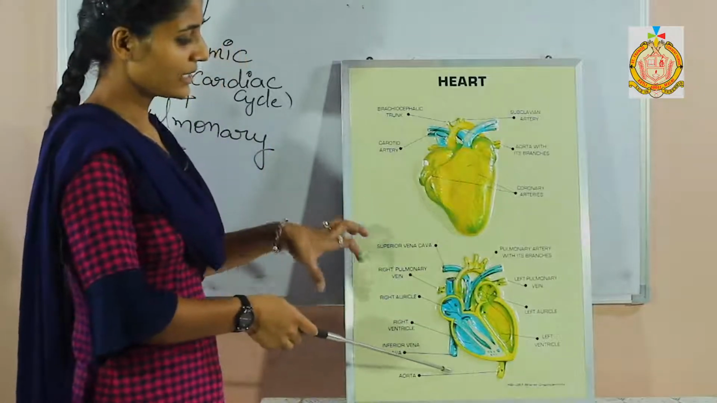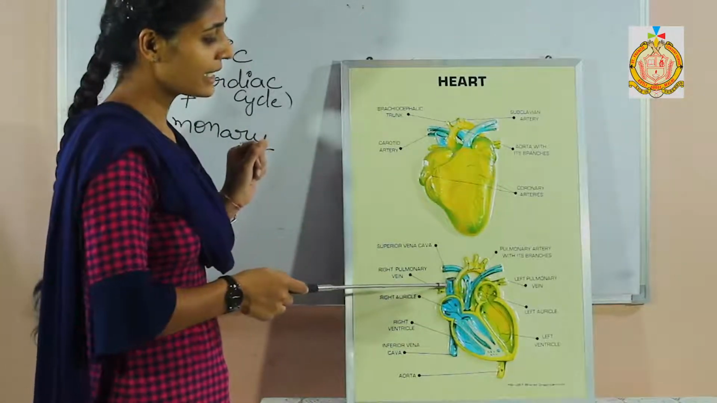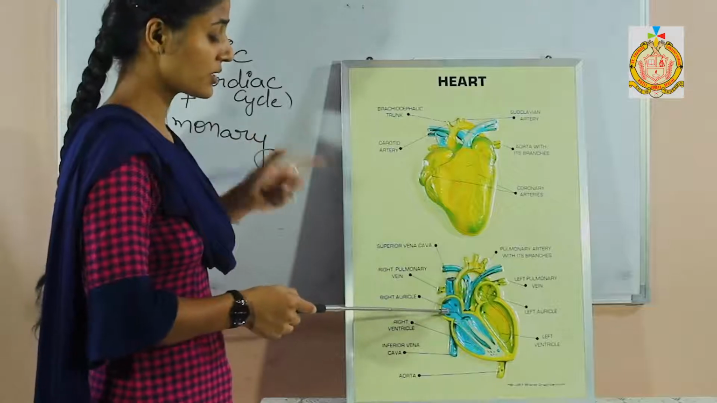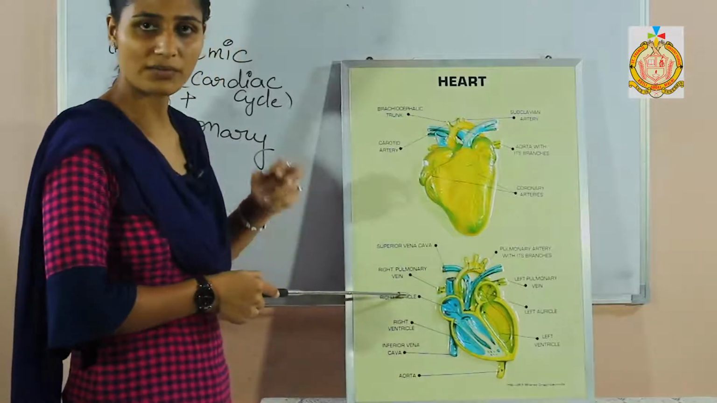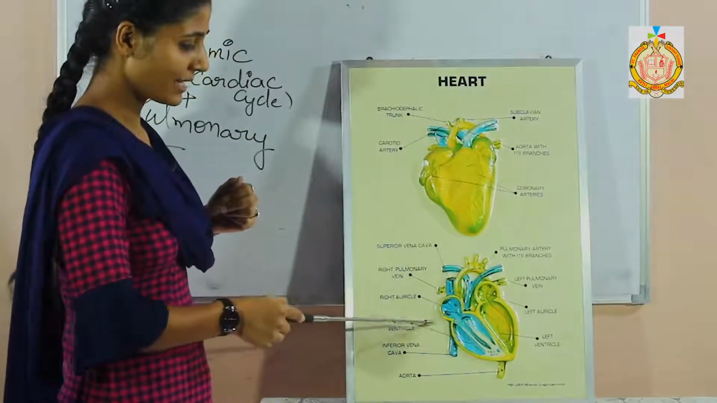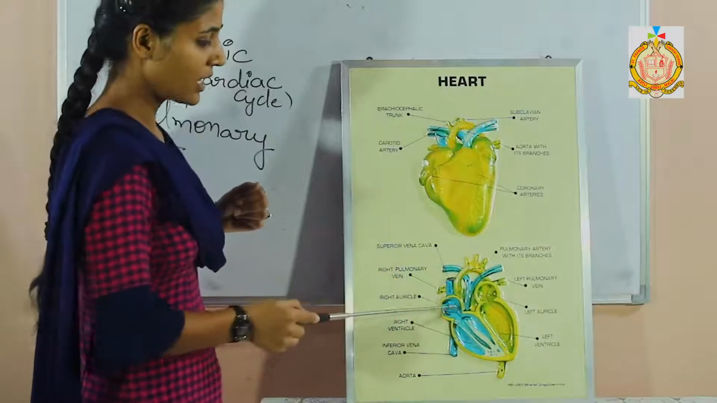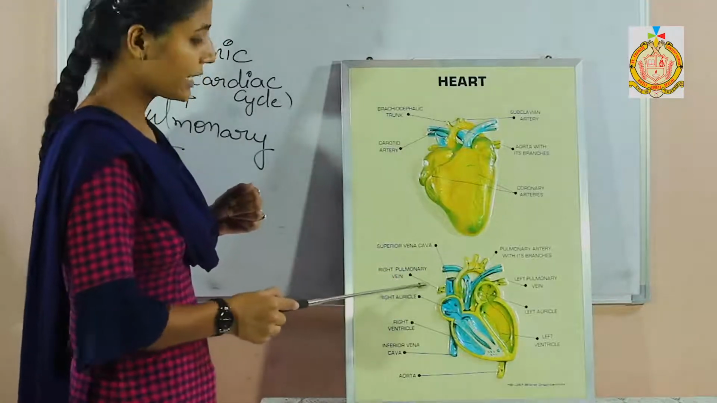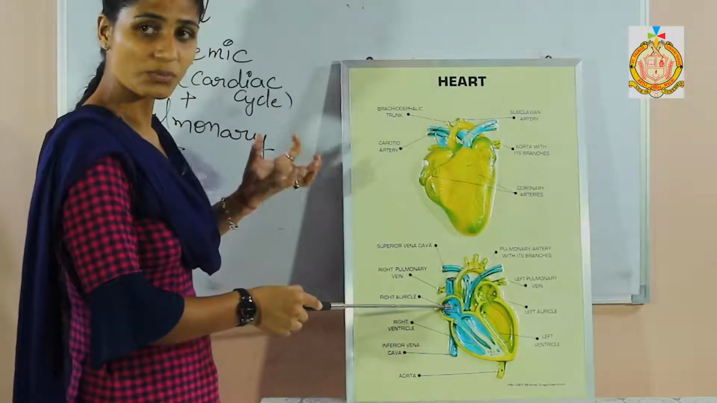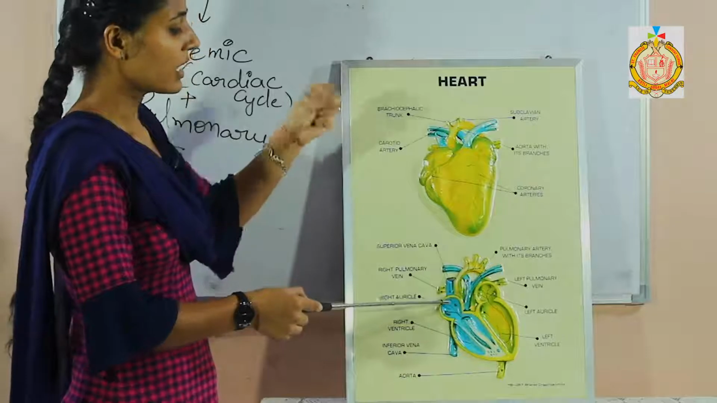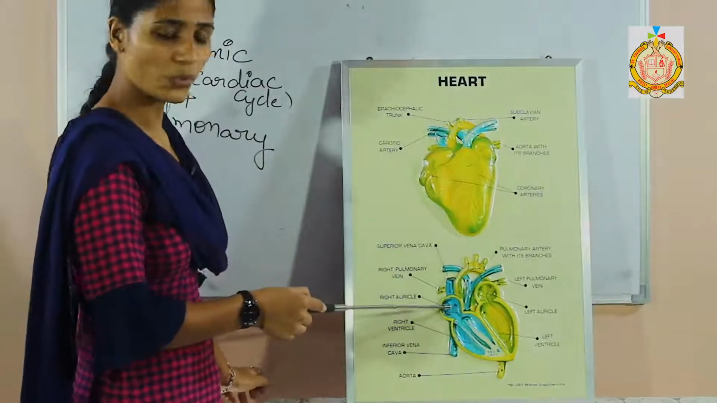Afterward, they carry that deoxygenated blood and store it in the right auricle of the heart. So this is the right side of the heart, this is the left side of the heart, and this is the right auricle. Here the blood is stored from the vena cava. From the vena cava the blood is coming and here it's stored.